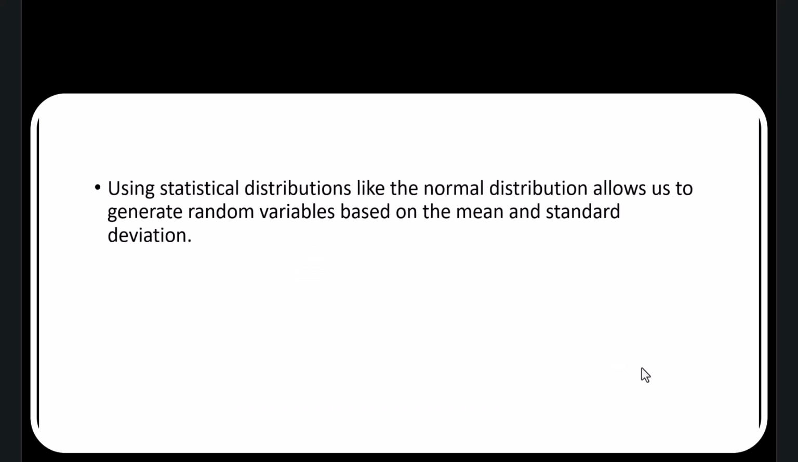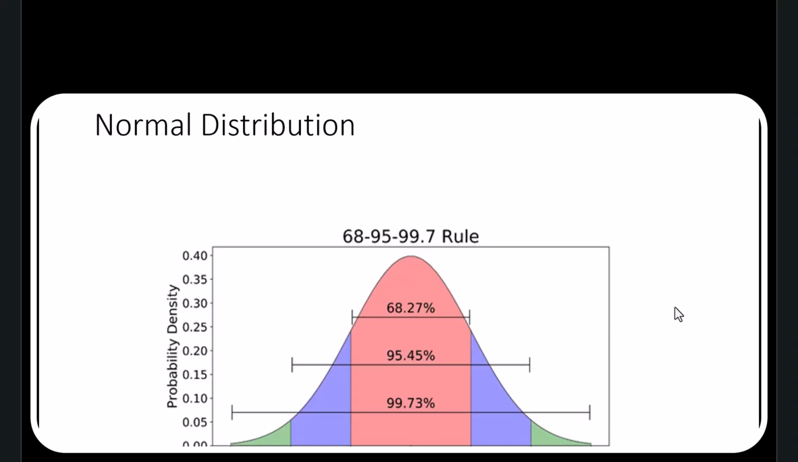So using statistical distributions like the normal distribution allows us to generate random variables based on the mean and the standard deviation. So you maybe have seen this graph in a statistics class where they show you this normal distribution has a mean of mu, and that the variables can have, plus or minus 1 standard deviation is about 68%, plus or minus 2 standard deviations is about 95%, and plus or minus 3 standard deviations is over 99%.